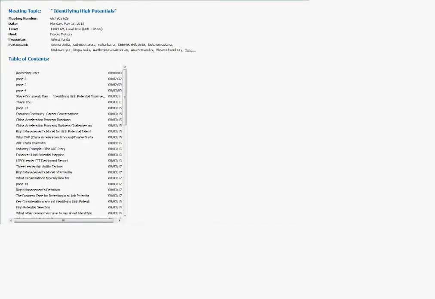So this is one way that we start to look at potential. This is one way that we feel can bring more objectivity to the process. This is one way that we feel that organizations can begin to be more systematic in terms of identifying high potential talent.